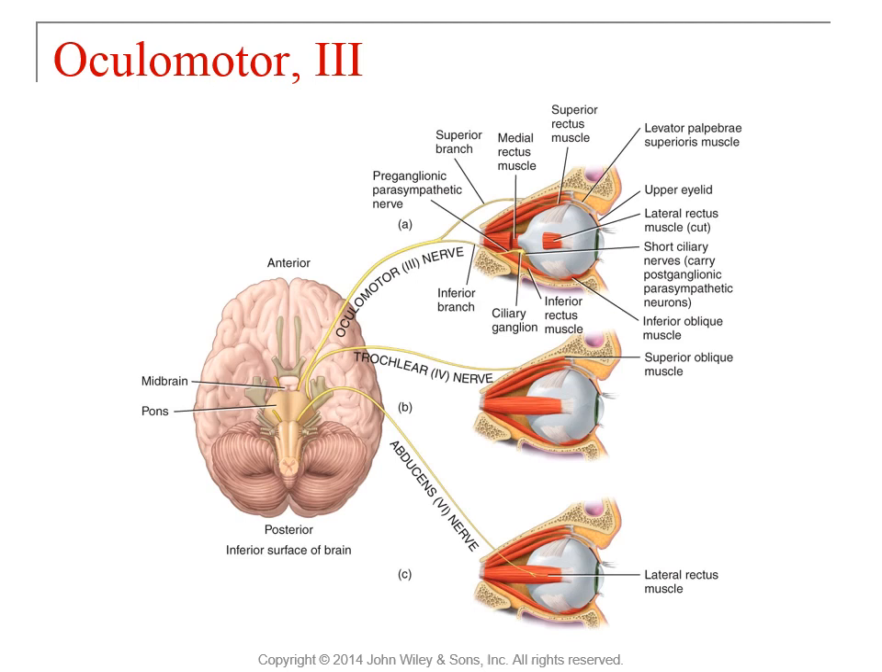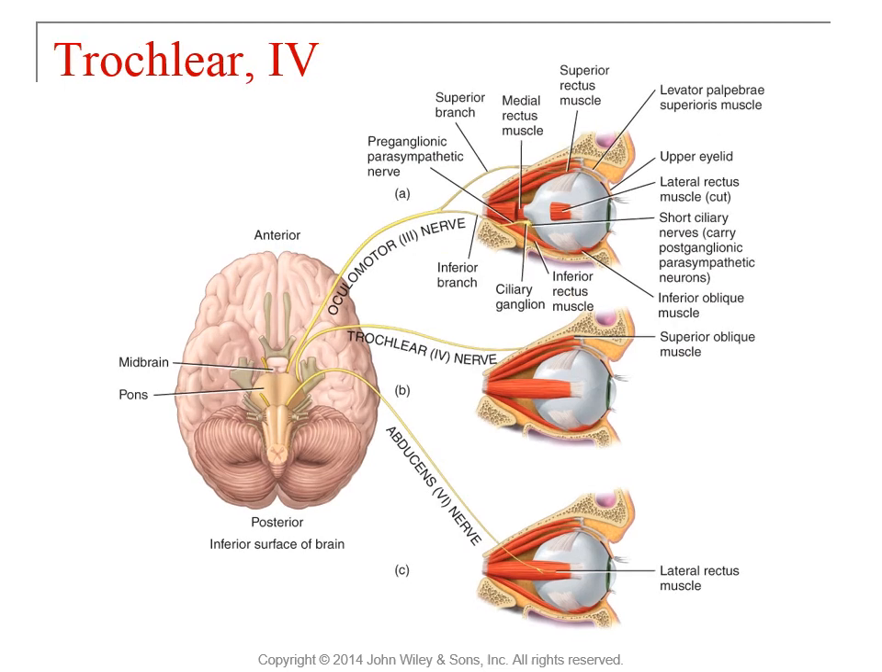Next, you're going to look at the trochlear nerve. So that's going to control only the superior oblique muscle. This also is going to originate off of the midbrain. And there's the trochlear nerve.